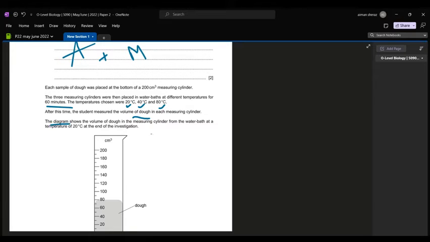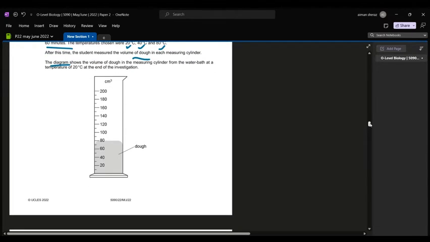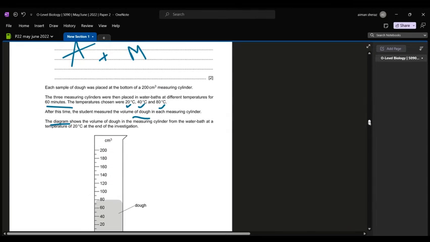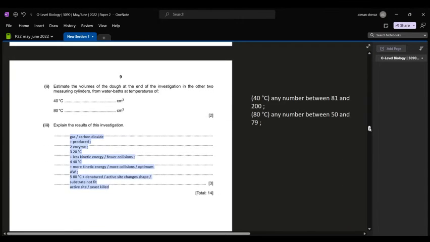The diagram shows the volume of dough in the measuring cylinder from the water bath at the temperature of 20 centigrade at the end of the investigation. So this was for 20 and you had to write for 40 and 80. In the next part, you have to estimate the volumes of the dough for 40 and 80 centigrade.